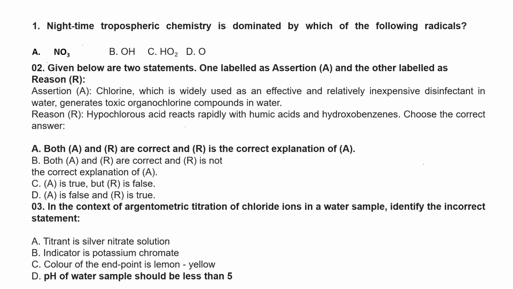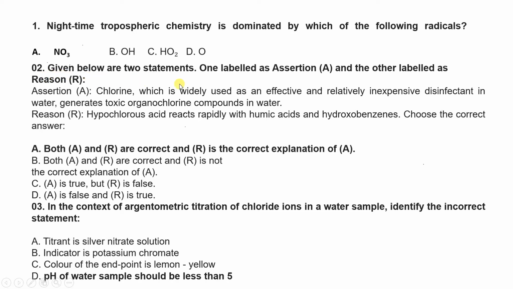Let's get started. The first question is, nighttime tropospheric chemistry is dominated by which of the following radicals? The answer is nitrate, because in daytime hydroxide radical dominates the atmospheric chemistry. In nighttime nitrate dominates because in daytime photodissociation degrades the nitrate into nitrogen dioxide and oxygen atom. Let's move on to the second question.